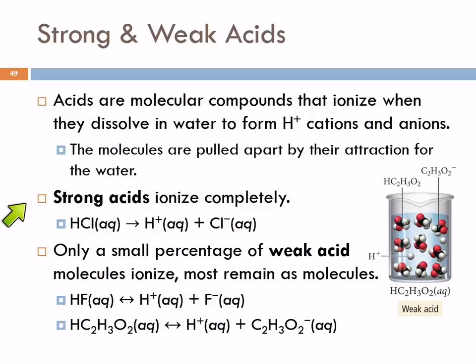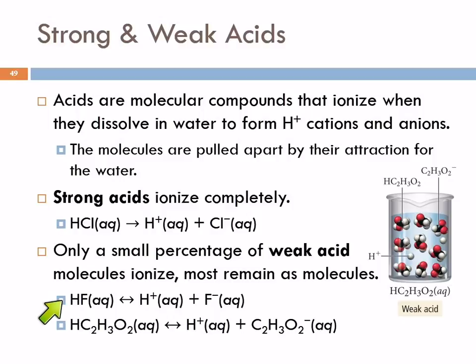And we divide acids into two categories, strong acids and weak acids. A strong acid will ionize completely. The fact that it's strong has nothing to do with its concentration or how corrosive or dangerous it is. It has to do with the percent ionization. How many of the molecules ionize? For a strong acid, basically all of them do. For a weak acid, only a few, a small percentage of the molecules will ionize.